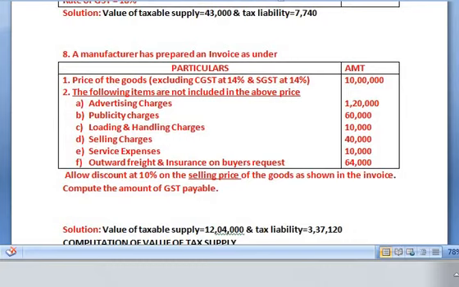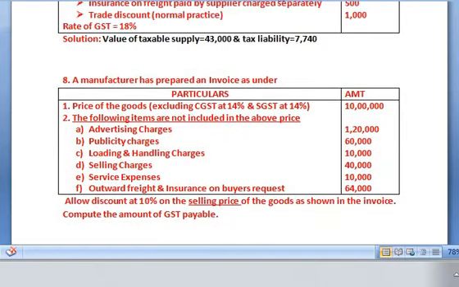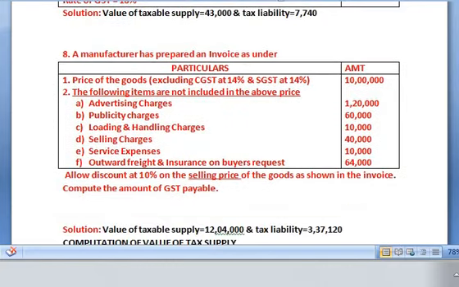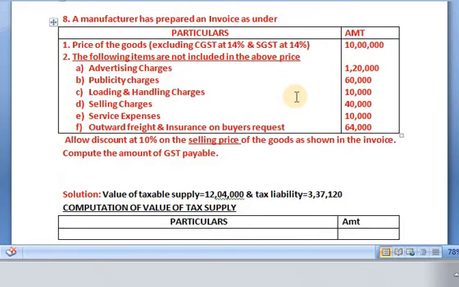Next one is 8th problem. First let us analyze the problem. 8th problem, let us check, students. A manufacturer has prepared an invoice as under. Price of the goods excluding CGST and SGST 14%, 10 lakhs. So nothing has been included there. So 10 lakhs is the price of the goods.